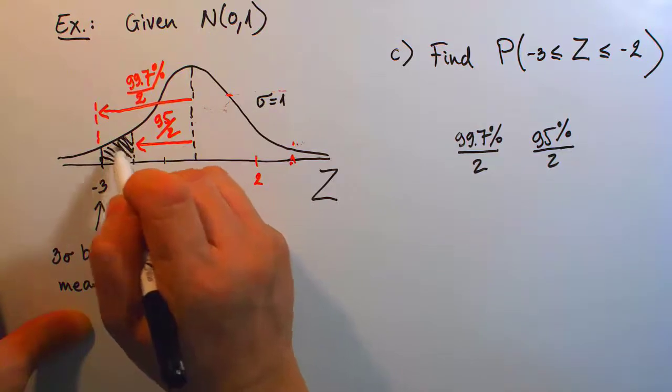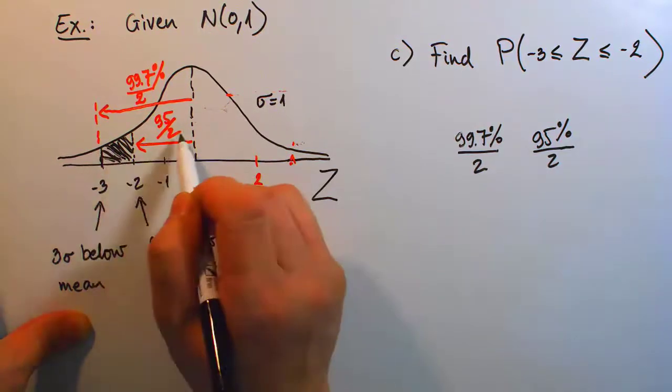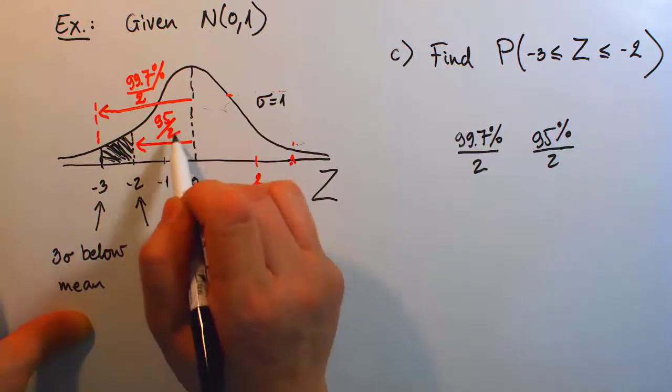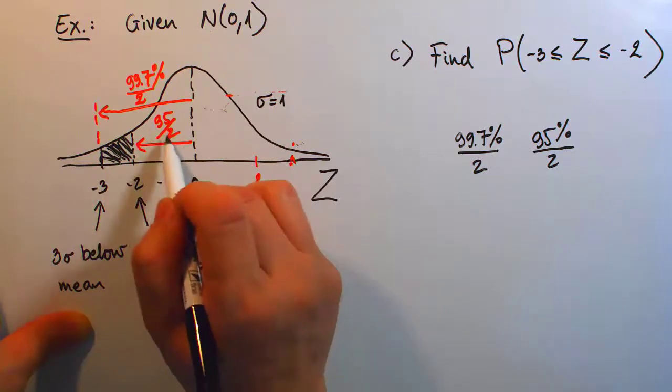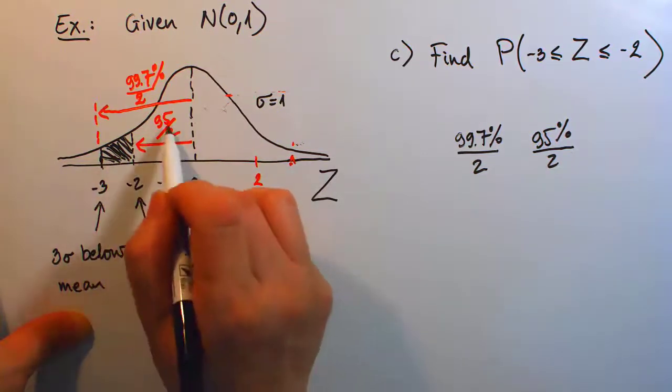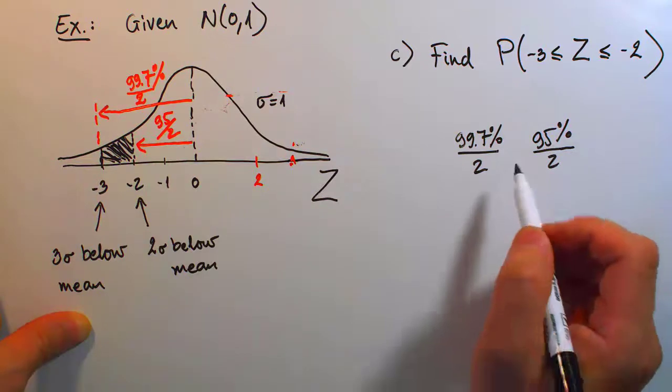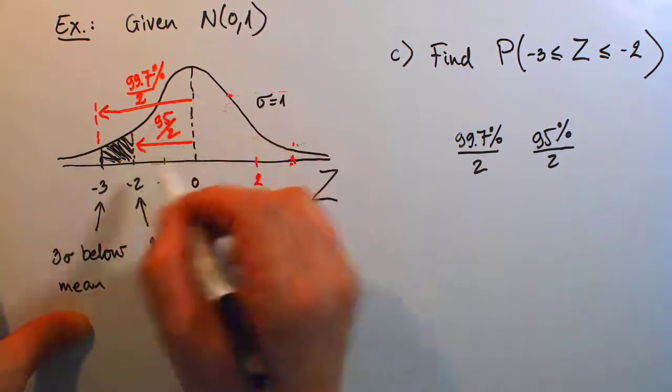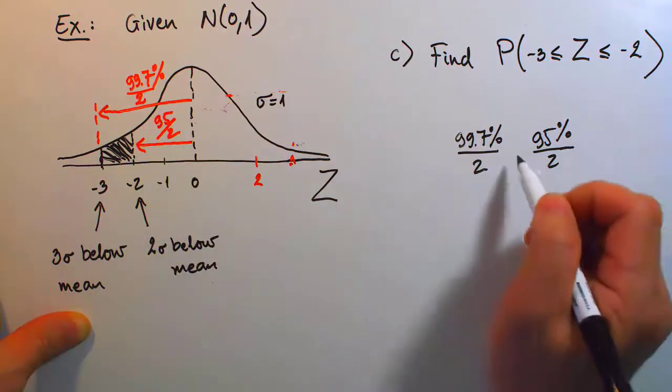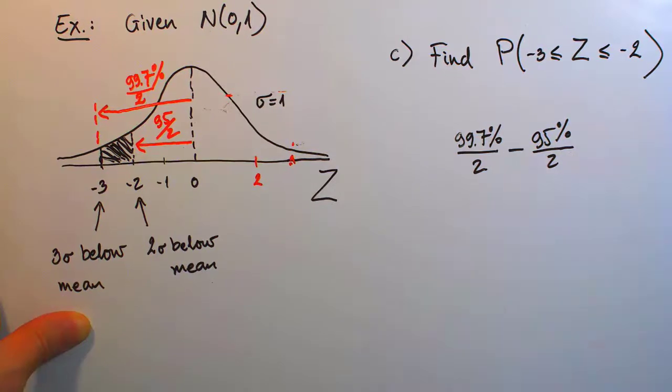This remaining area we're shading in black right here is outside. It's not in the empty space. This empty space here is 95 over 2. But this area is outside of that 95 over 2, but still inside of the 99.7 over 2. And so in that way, I'm going to need to subtract out the empty space.